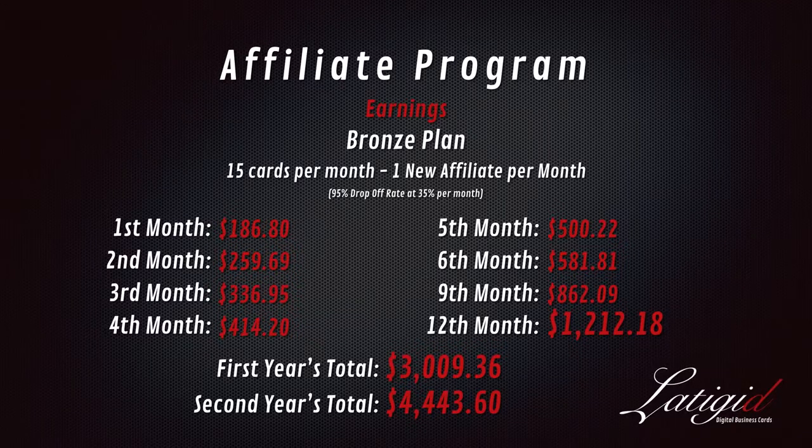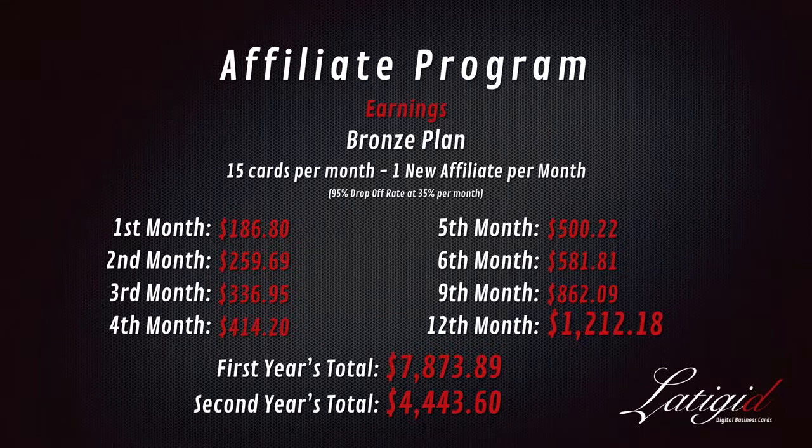So that's where the power of residual income, the power of networking comes into play. It takes time to build a downline. It takes time to build residual income, but once it comes in, it starts to go faster and faster. And that brings your first year's total, instead of $3,000, to $7,800. Now, this is a nicer supplemental income right here. I can actually do something with that money.